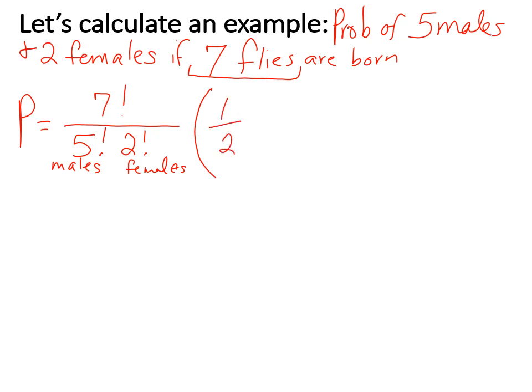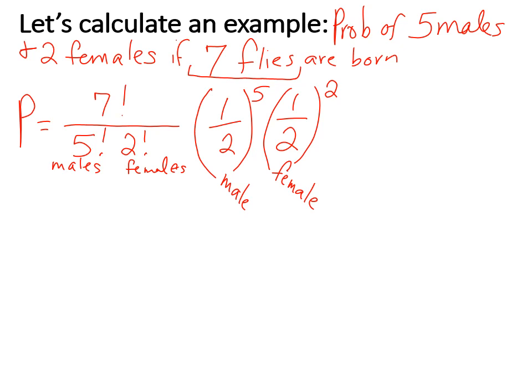So we would write half, and how many males do we want? 5. And then we write half, which is the probability of it being female. How many females do we want? 2. Okay, and you can remind yourself by writing underneath which option you're talking about, because you have option 1 and option 2.